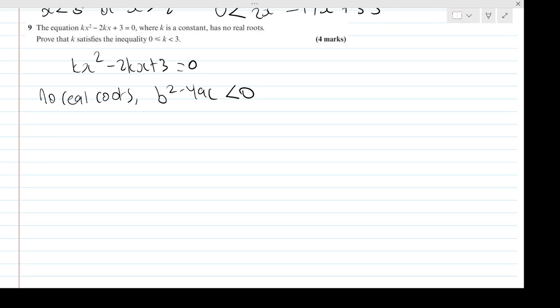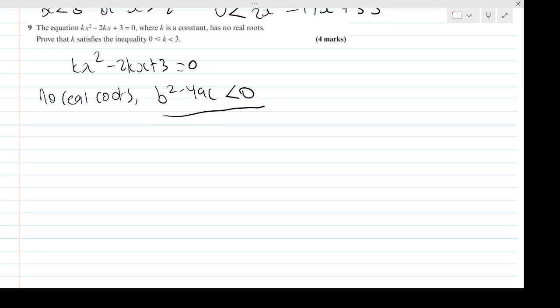Then it's asking to show this. Okay, show that k satisfies this. Well, we don't roughly know how to get there, but what we can do is just work with this information. This is an inequality, right? That might help us. So just work with what we know, work with what we normally do.